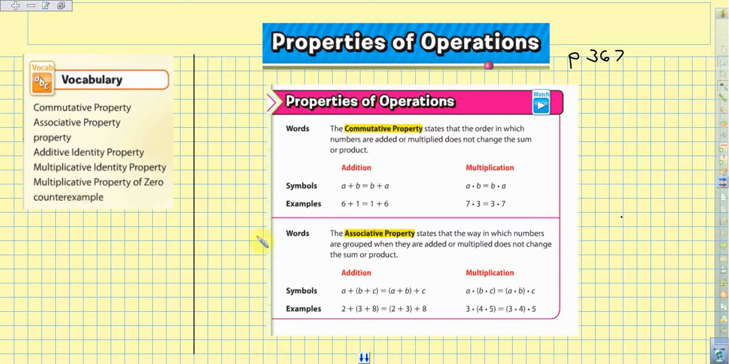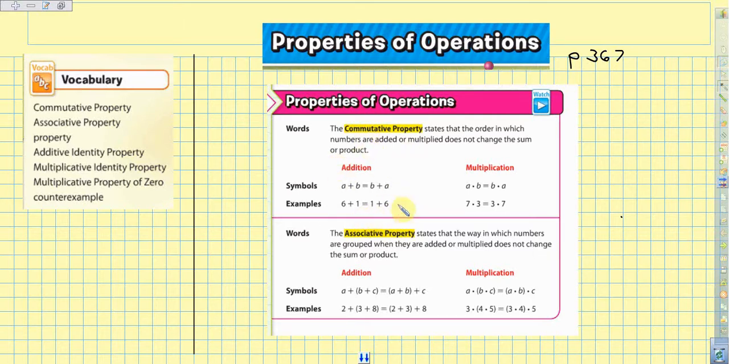Okay, these properties are things like law when it comes to mathematics. These have been proven over and over and over again, and this lets us do things to a problem to make it easier to solve. Some of them, again, some of these you already knew, but there's a name for it. So the commutative property.